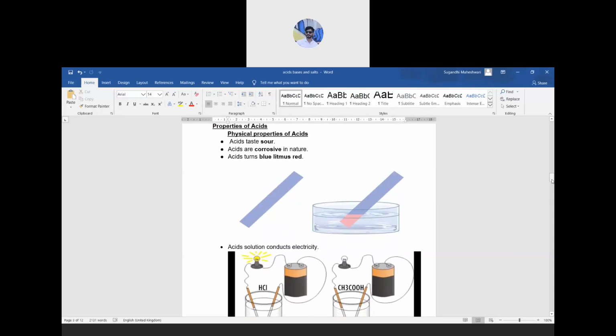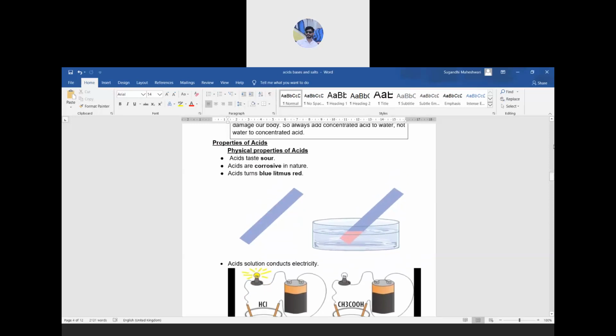First is physical properties of acids. They taste sour. You can taste the lemon, an example of an acid which is harmless. Citric acid is present in lemon. It tastes sour. Acids are corrosive in nature.